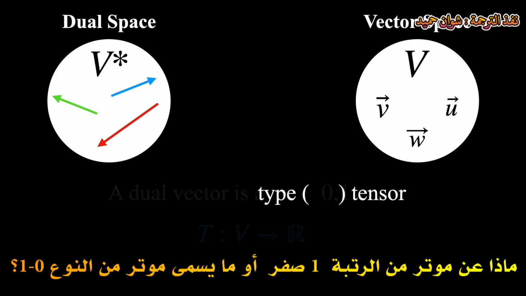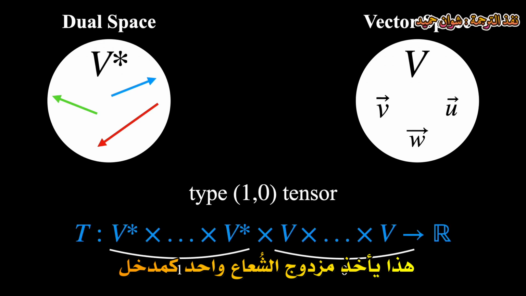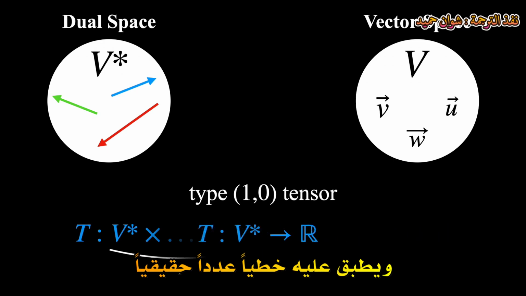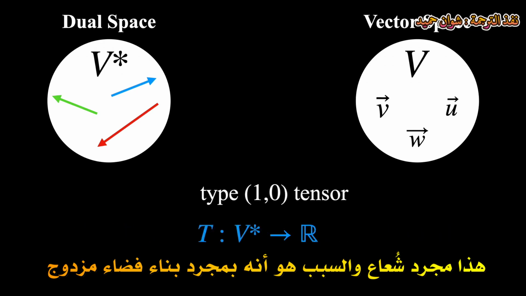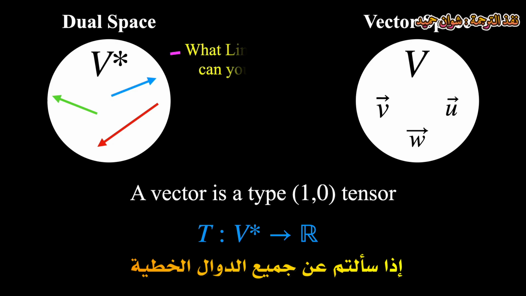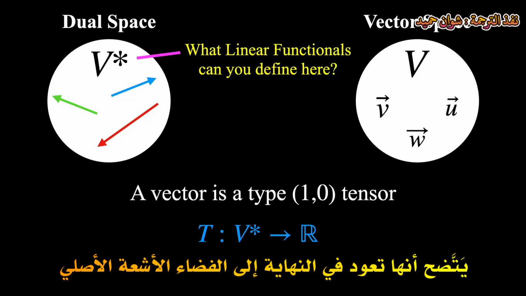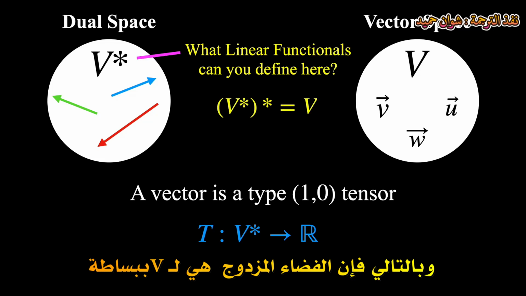Now what about a type (1, 0) tensor? This takes one dual vector as an input and maps it linearly to a real number. This is actually just a vector. And the reason is that once you construct a dual space, if you then ask, what are all the linear functionals that you can define on the dual space? So what is the dual space of the dual space? It turns out that you end up back at the original vector space. Thus, the dual space of V star is just V.